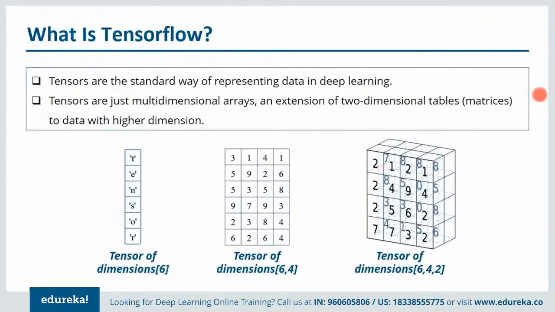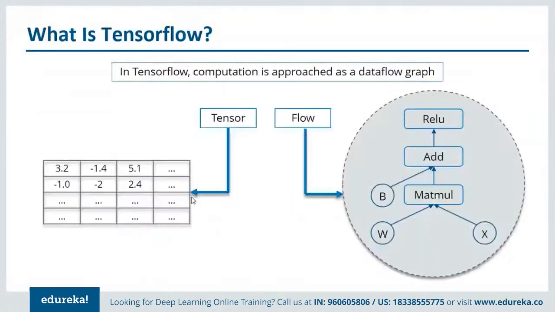Now let us move forward and understand TensorFlow in a bit more detail. As the name tells, it consists of 2 words, tensor as well as flow. Now we understood what exactly a tensor is; we saw it in the previous slide as well. When I talk about flow, it is nothing but a data flow graph. So let me give you an example that is in front of your screen.